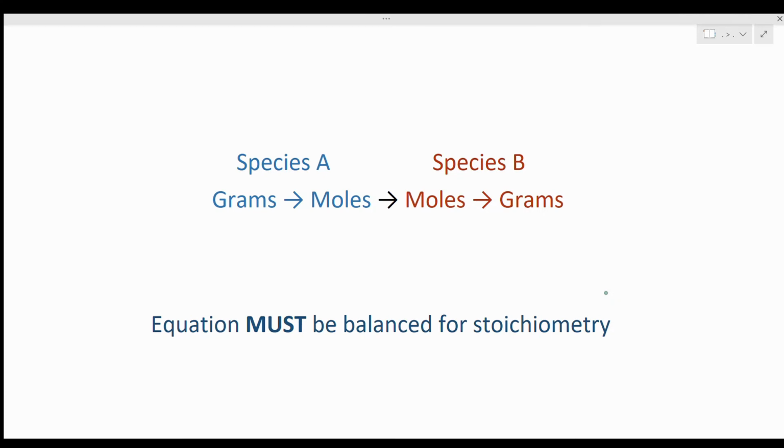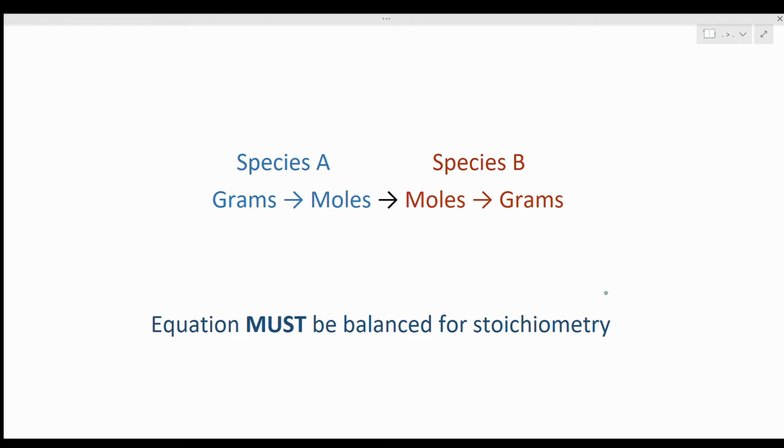Stoichiometry is basically the relationship between products and reactants, and it also sometimes compares different reactants and different products. Here I have a map: grams to moles to moles to grams, and this refers to the way you're going to be doing your calculations.